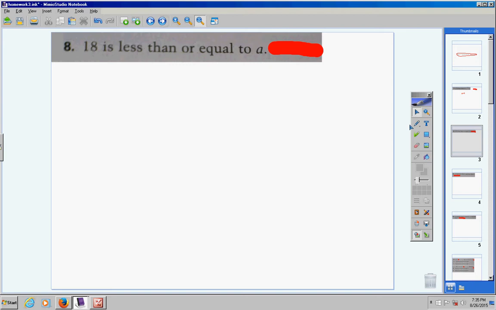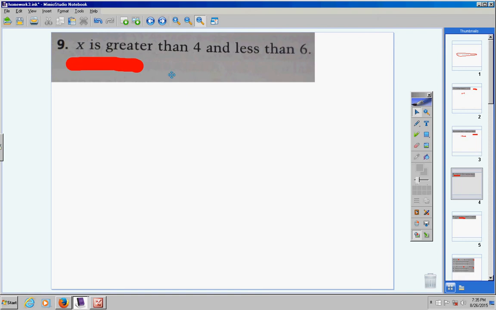Alright, number 8. 18 is less than or equal to A. And there we go. Number 9. X is greater than 4, and that word right there is important. And means we have a conjunction, okay? So X is greater than 4 and less than 6, okay?